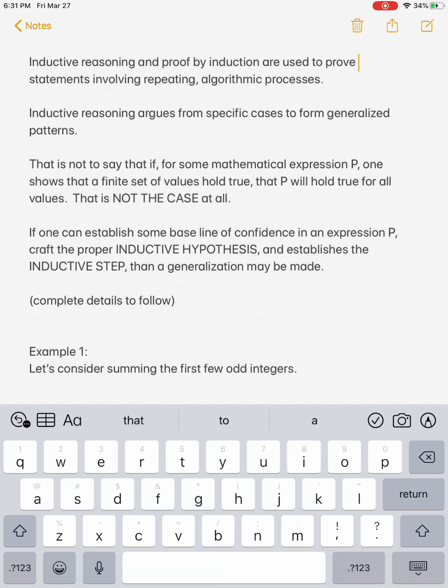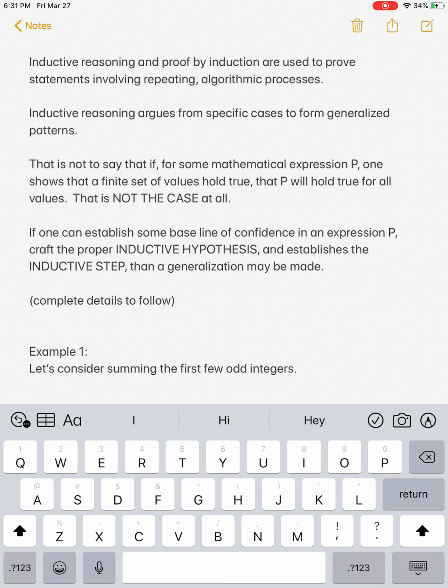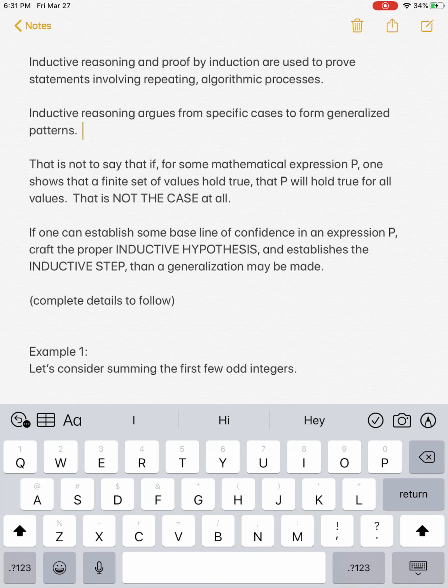Hello all. As a follow-up to our first couple of lessons involving mathematical proofs, this is introducing the idea of inductive reasoning. Inductive reasoning and proof by induction are used to prove statements that involve repeating and algorithmic processes. Inductive reasoning argues from specific cases to form generalized patterns.